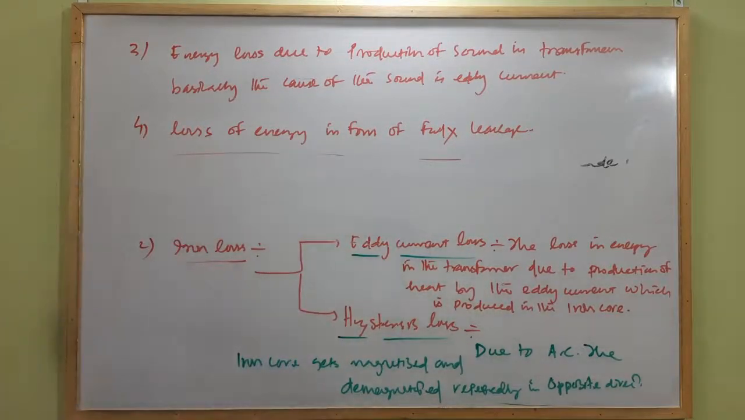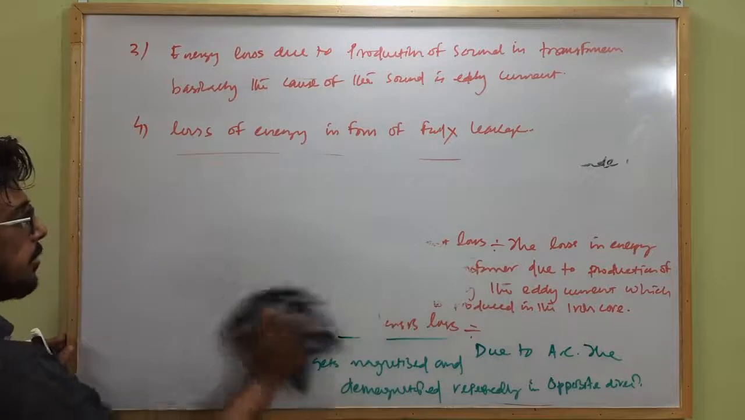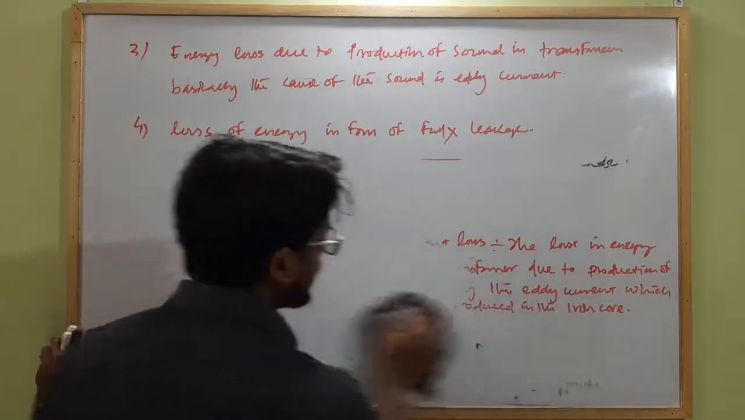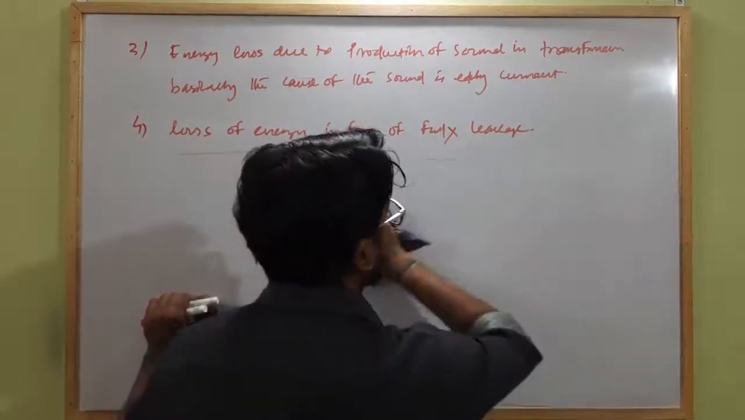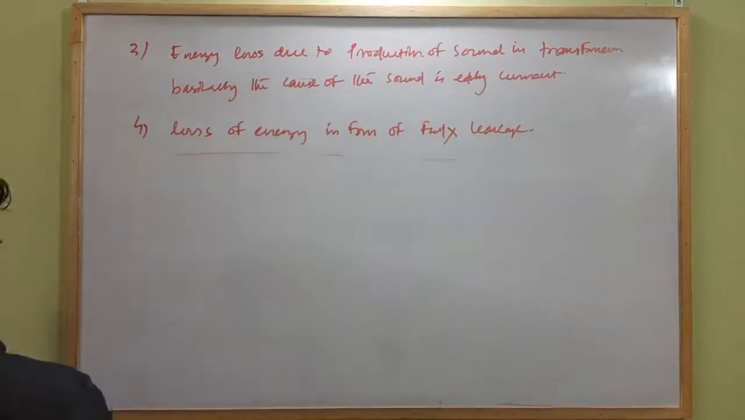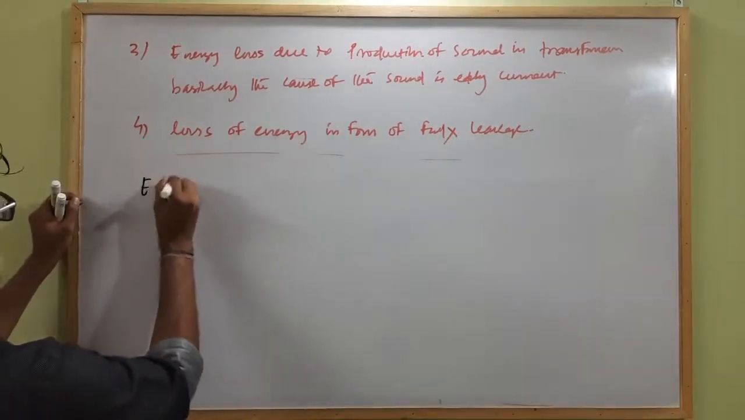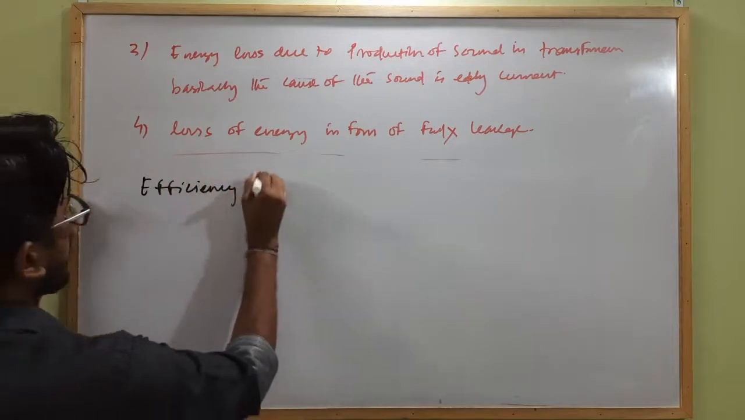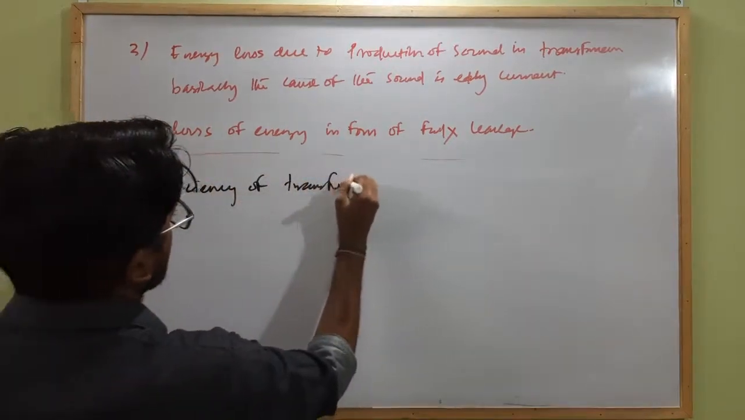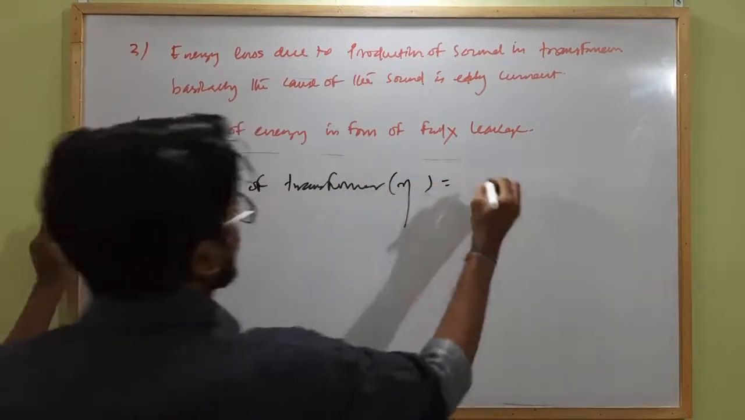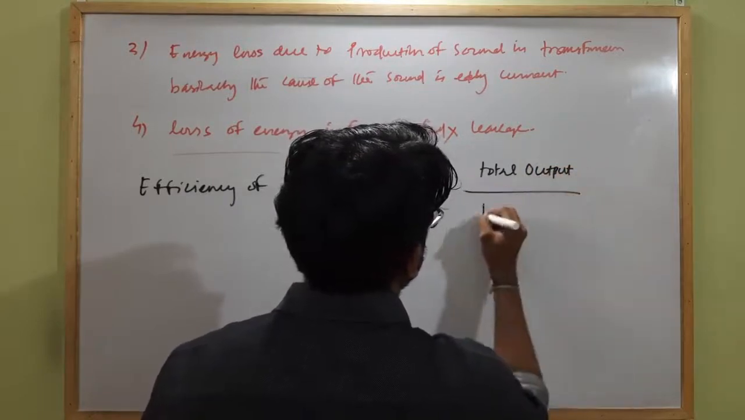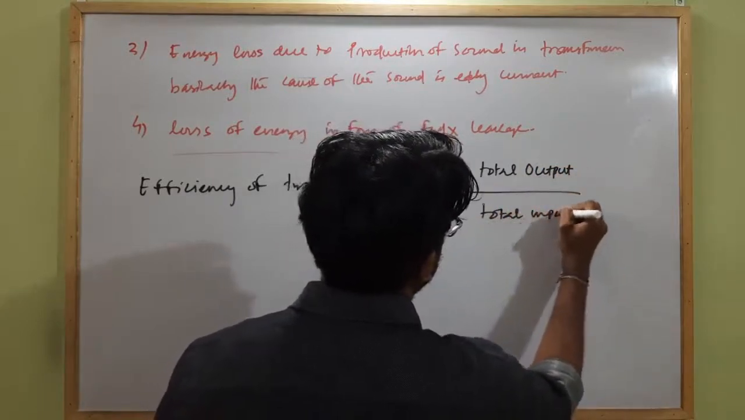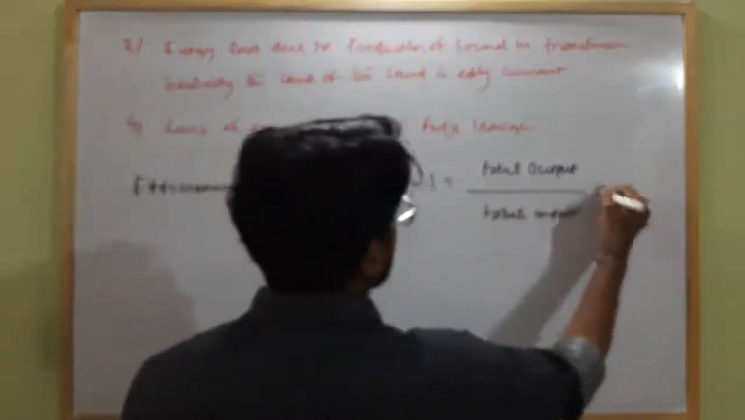Okay, so now if there is energy loss in transformer, then what will be its efficiency? It's sure that the efficiency of the transformer can never be 100%, as the input amount of the EMF and the output will differ, because there will be some loss of energy. So the efficiency of transformer, which is denoted by eta, equals total output divided by total input. If we want to calculate in percentage, it will be multiplied by 100%.